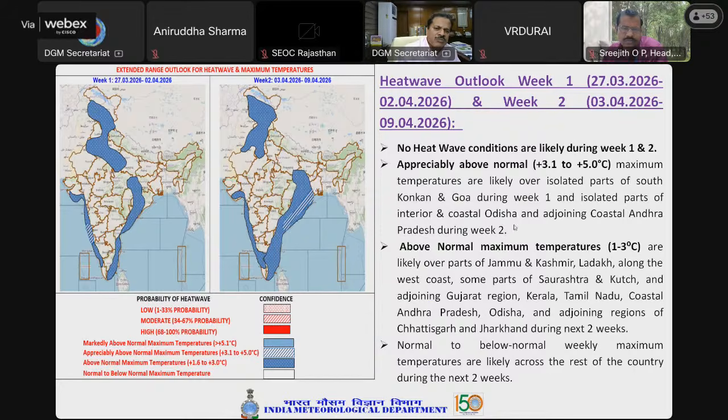Here, the area shown, for the first week and second week, shows where temperature will be above normal. Just like I told you, we are expecting above normal temperature in the coastal areas, that is on the east coast and west coast, that is being represented here. We are not expecting any heat wave conditions as such in central part, northeast India, etc. But temperature will be above normal for the coming week in the coastal areas of east and west coast mainly.